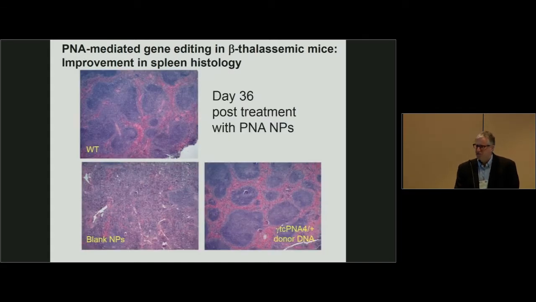There's also improvement in the splenic architecture. So in the top picture, you see a normal spleen with the typical white and red pulp architecture. The blank nanoparticle on the lower left is basically untreated mice, and you can see a disorganized spleen because of the extramedullary hematopoiesis. But then in the gamma PNA-treated mice, you start seeing a return to the demarcation of the red and white pulp in the spleens. And that's consistent with the reduction in the splenomegaly.